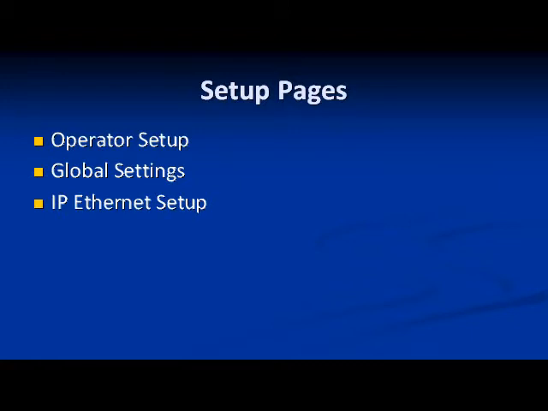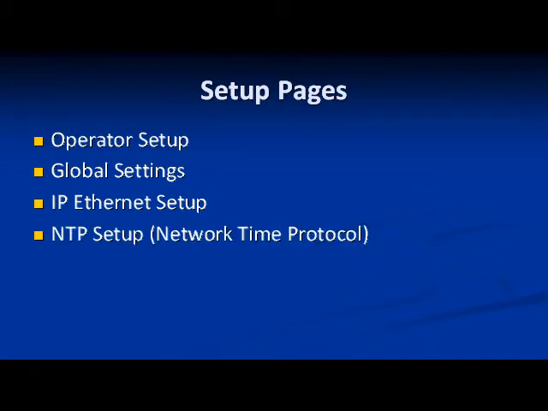Once logged on to the NetIO, the following setup pages can be found on the left-hand side menu. These will be used to configure the device: operator setup, global settings, IP Ethernet setup, NTP setup, and if NTP is not used, time and date setup.